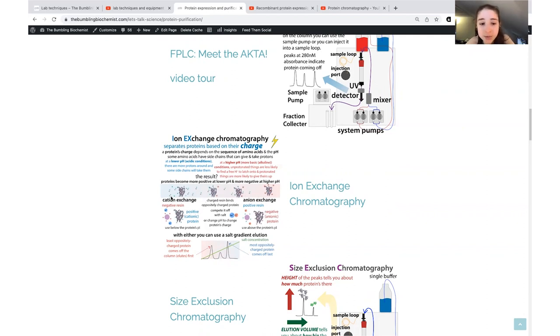So you have a positively charged resin, and you use this if your protein is negatively charged. And I should say too, that this relies on little regions of positive or negative charge. It doesn't mean that your protein has to be positively charged everywhere, that sort of thing. Much more on that in my post on ion exchange chromatography.